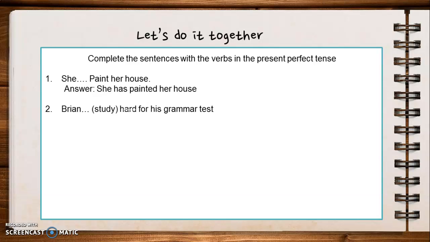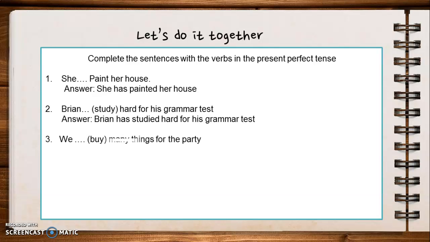Number 2, Brian studied hard for his grammar test. Because of Brian is he, so we can use has. And then study, we change into studied, verb 3. And this is the answer. Brian has studied hard for his grammar test.